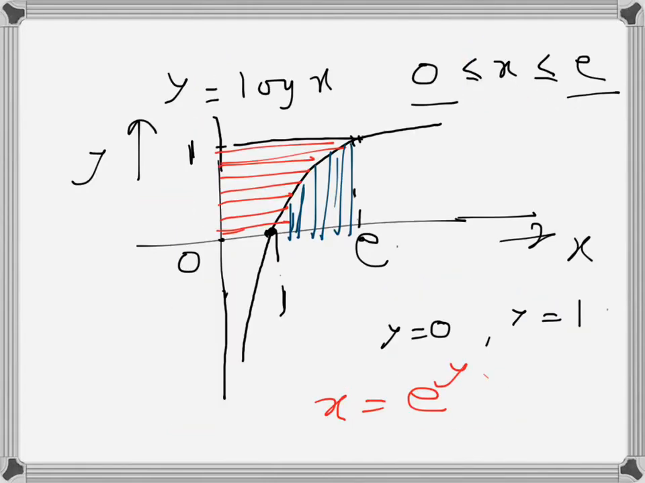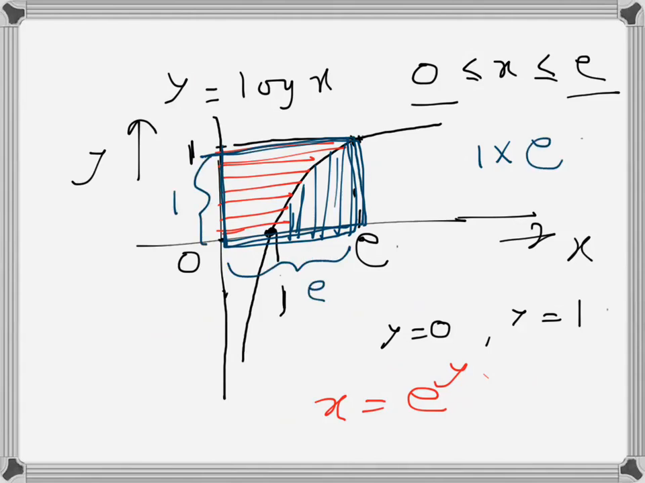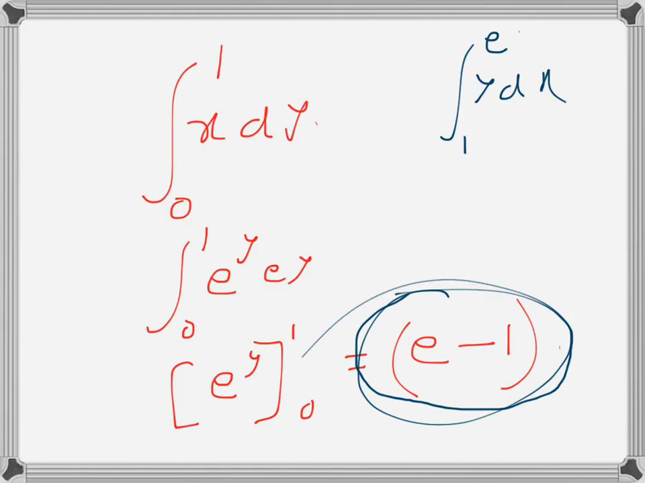So how can we do that? That's actually simple, because the whole thing is a rectangle, and we can find that area and subtract the red shaded area from that, which is our required area. So this rectangular area is 1 times, because this side is 1 and this side is e, so 1 times e, so this is just e.